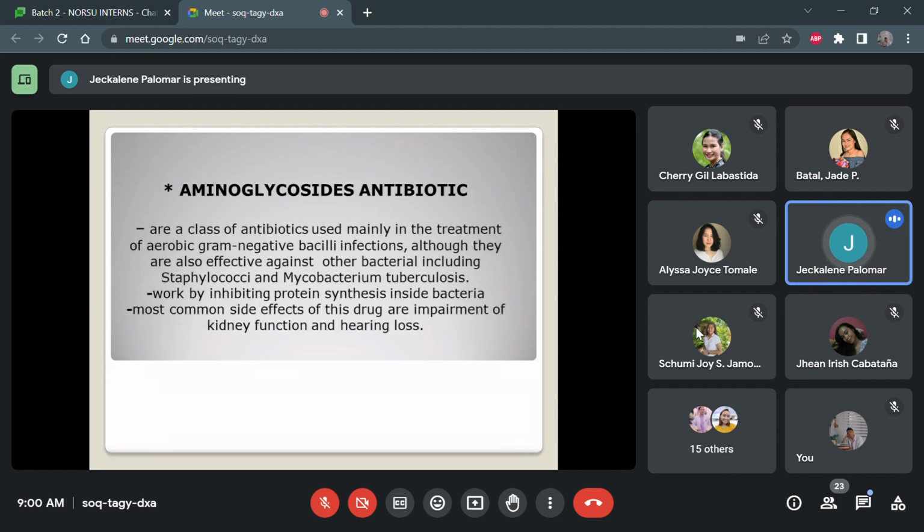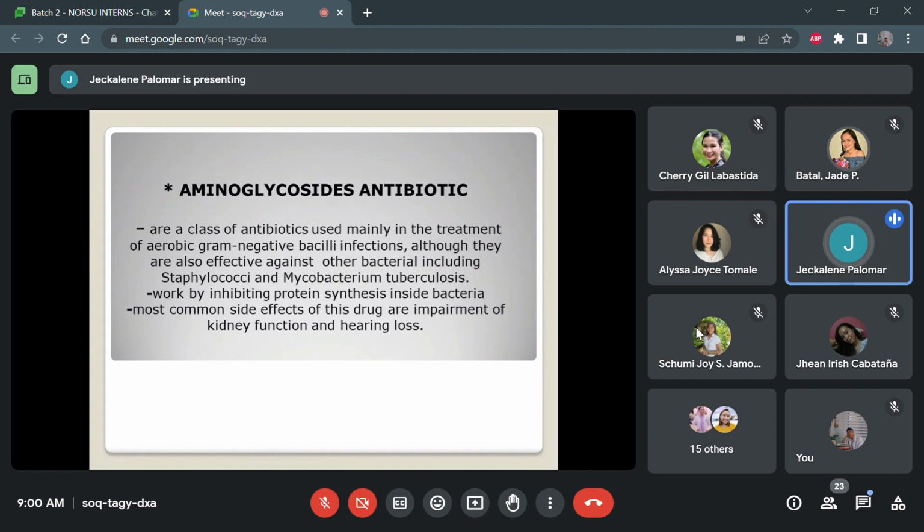And then the other class of antibiotics is aminoglycoside antibiotics. Who can give an example of aminoglycoside antibiotics, guys? Anybody, a brand or generic of an aminoglycoside antibiotic? Amikacin. Oh, very good.